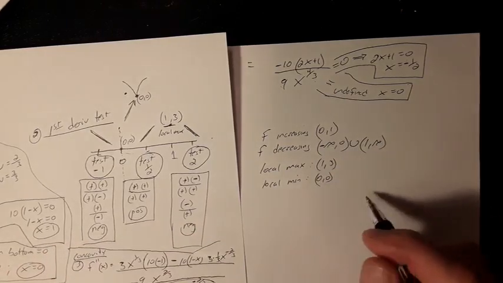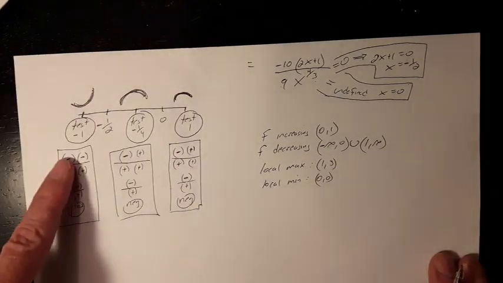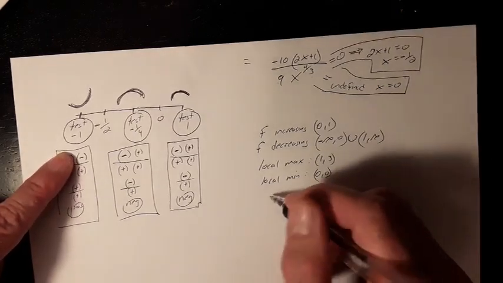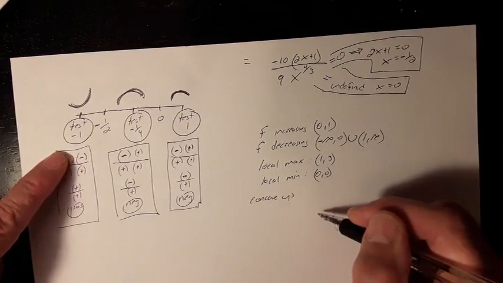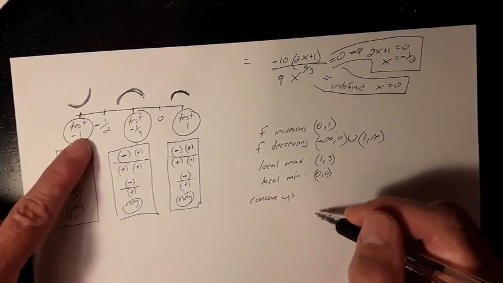So now we got to do our intervals of concavity, and we get that off the second derivative right here. So we're concave up from negative infinity to negative a half.